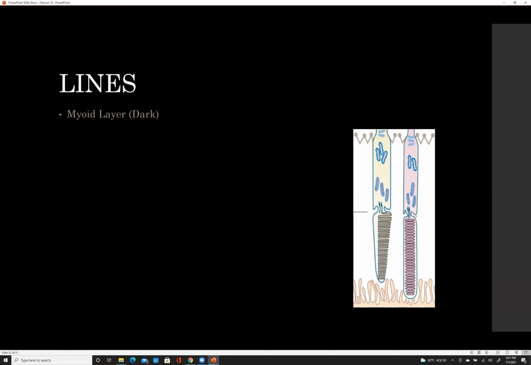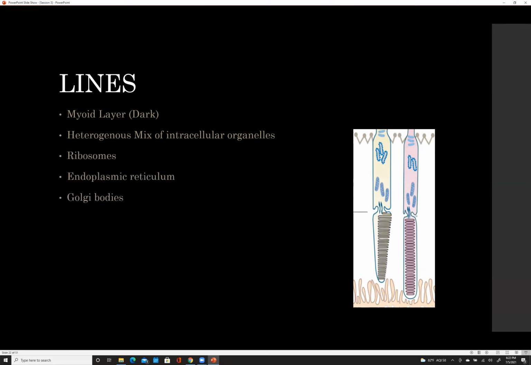We're going to go to the myoid layer, which is right under it. Now, why is the myoid layer dark? We're going to tie it to one of our ideas about the intracellular contents. This is the spot where you get a heterogeneous mix of intracellular organelles, but it's not just one. It's a bunch of different ones. It's the ribosomes, it's the endoplasmic reticulum, it's the Golgi bodies, and very rarely there's a mitochondria floating around. But remember that it's dark.